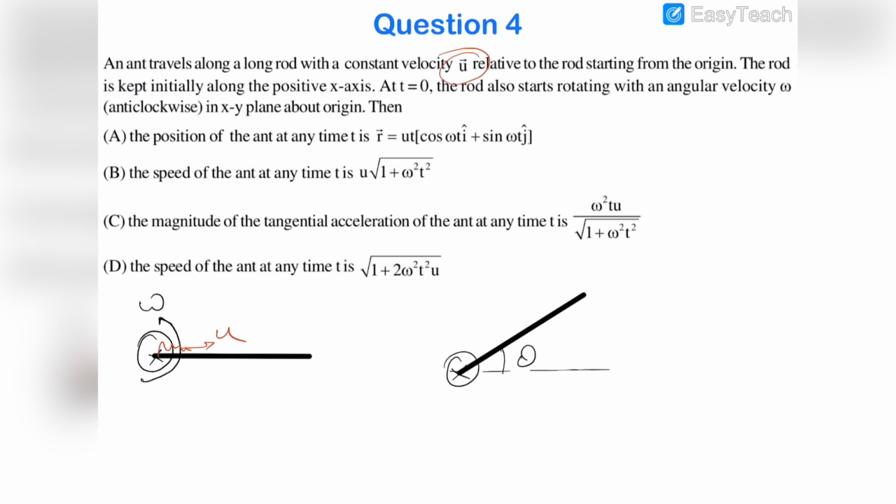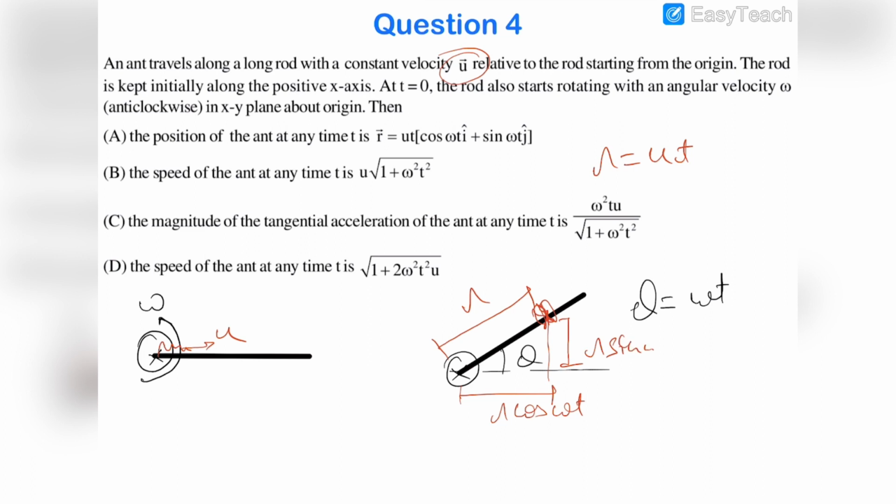This angle theta would be equal to omega t. Let us locate the ant; that ant is somewhere here, then this distance is r. R will obviously be equal to ut, and this component would be r cos omega t, and this would be r sin omega t. So the position vector of this ant would be ut cos omega t i cap plus ut sin omega t j cap, which is option A.